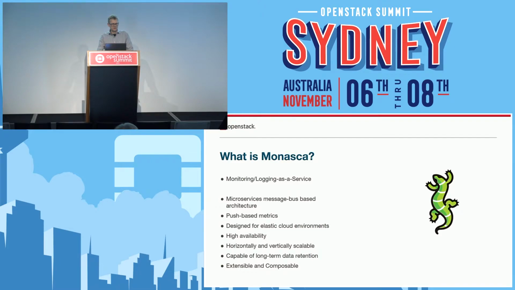Monasca is designed for elastic cloud environments. So in cloud environments, you can add services, you add new nodes, delete nodes, and the monitoring system has to be designed to cope with this. Monasca is designed for high availability. It is horizontally and vertically scalable. It's capable of long-term data retention.